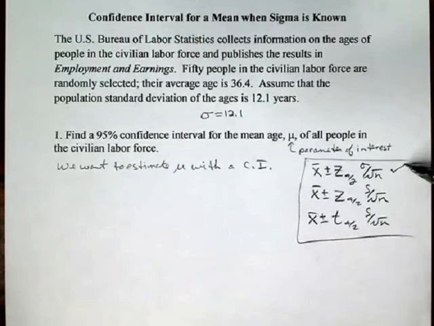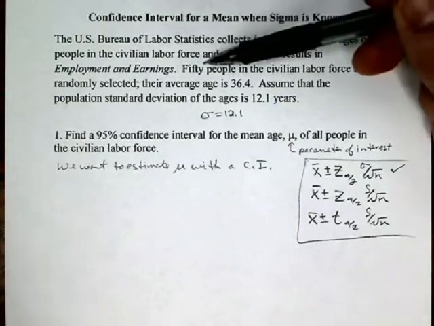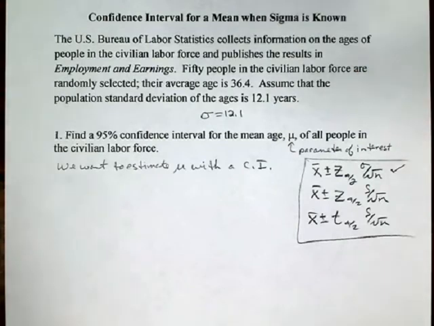If you recall in your textbook, you can use this formula if the underlying population from which you sample is normal, or if the sample size is large enough, or in other words, if n is, for us, greater than 30. And that is the case here because we have a sample size of 50. 50 people are randomly selected. So this is our formula we're going to use for our confidence interval.